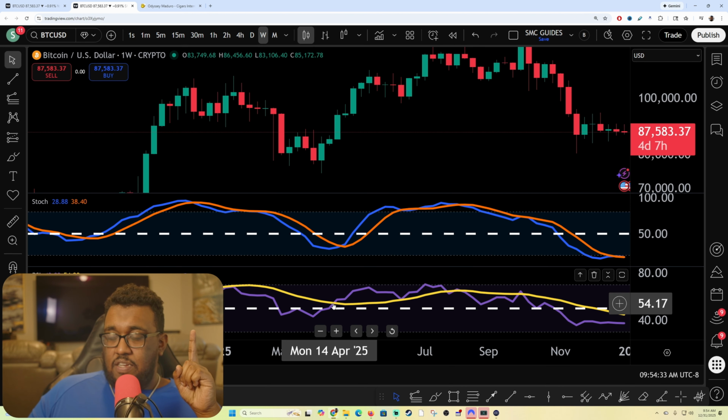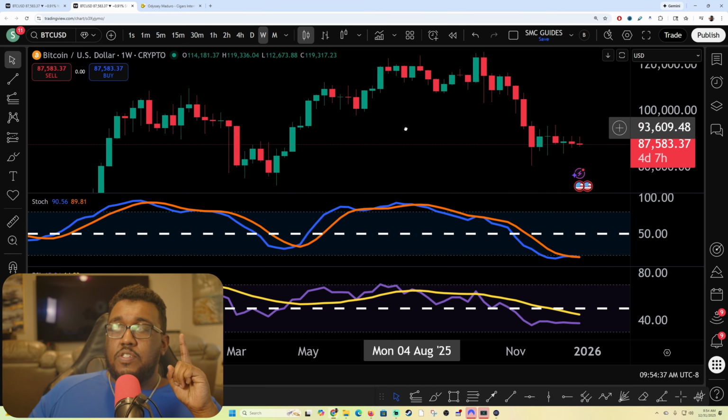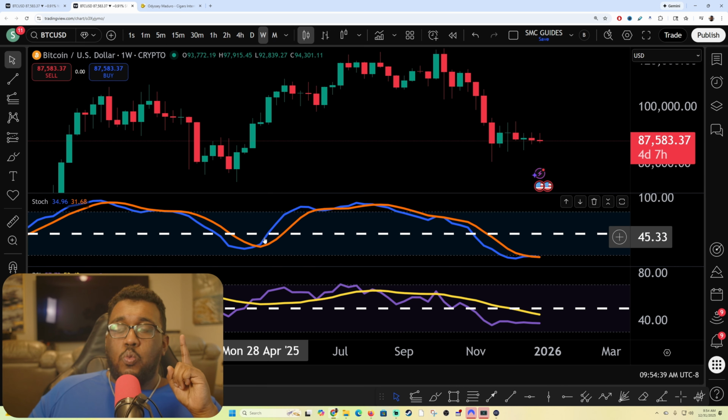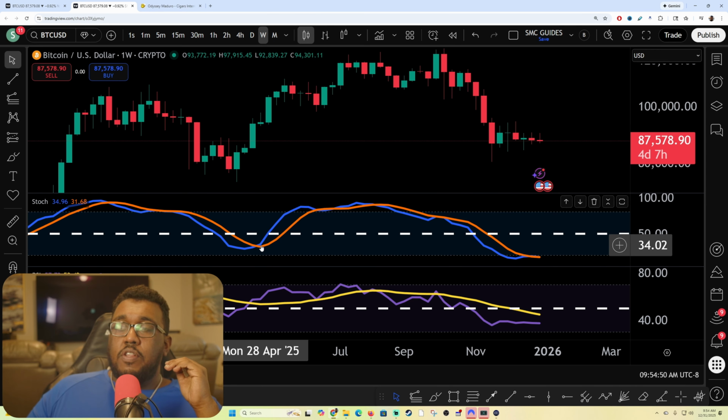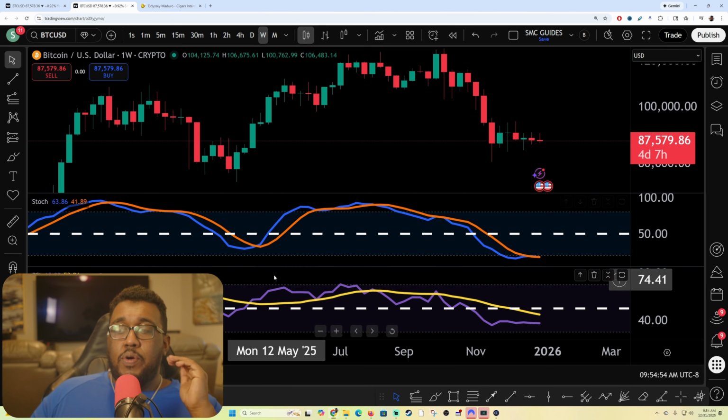The key here, the very big key that I want you to understand, is that when the crossover happens, at least one crossover must happen below the 50 line. So in this example, you saw this crossover with the RSI happen above the 50 line, and then you saw this one happen below. 1 out of 2, that's all you need, but you need to have both crossovers.